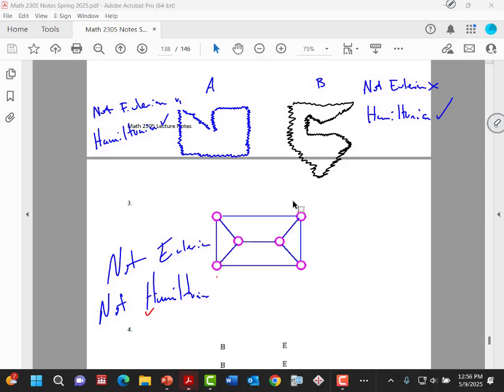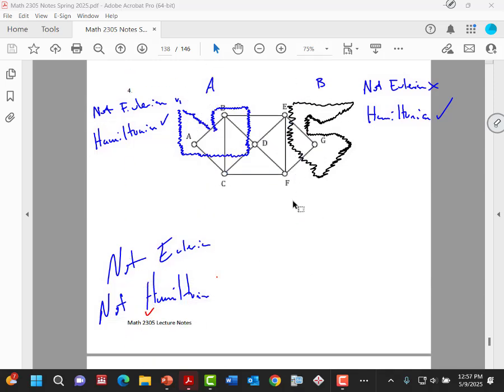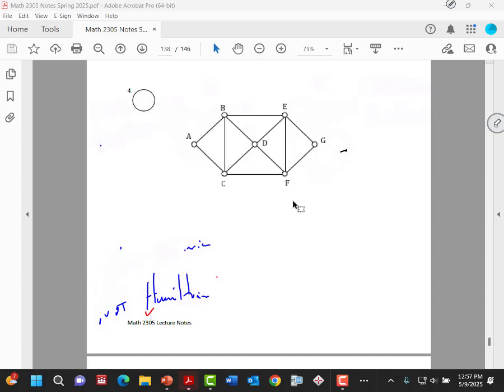So, there's that one. Let's look at one that's both, because I know you're probably curious what one that is both looks like. Okay, so let's take a look at this graph right here, number 4.